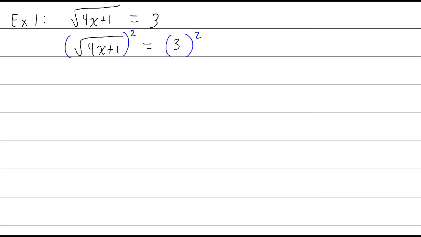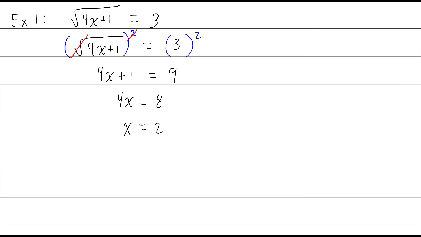Why would I do that? Because that would cancel out and leave me with 4x plus 1. And 3 squared is 9, and look how that transformed the equation to a very simple, straightforward equation: 4x plus 1 equals 9. Subtract 1 from both sides, 9 minus 1 is 8. Divide both sides by 4. I get that x is 2.